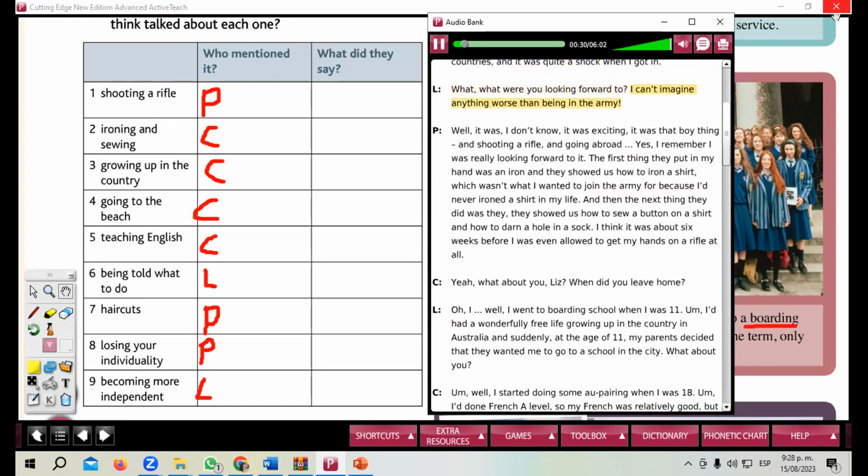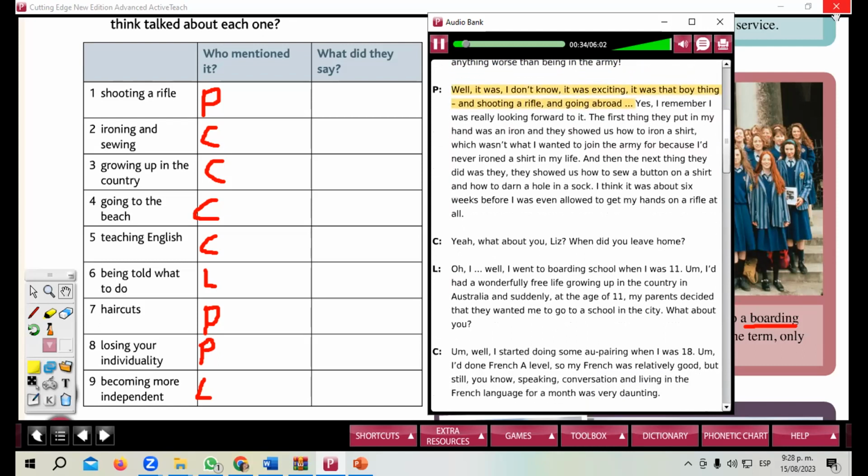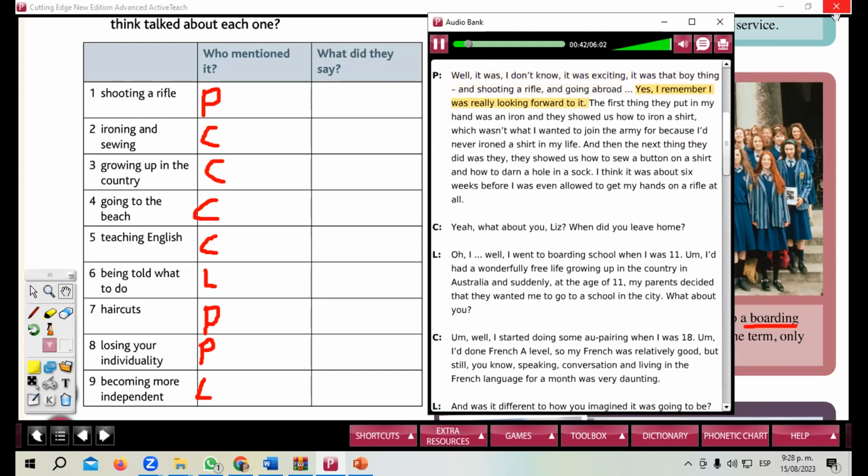What were you looking forward to? I can't imagine anything worse than being in the army. Well, it was exciting. It was that boy thing and shooting a rifle and going abroad. Yes, I remember I was really looking forward to it.